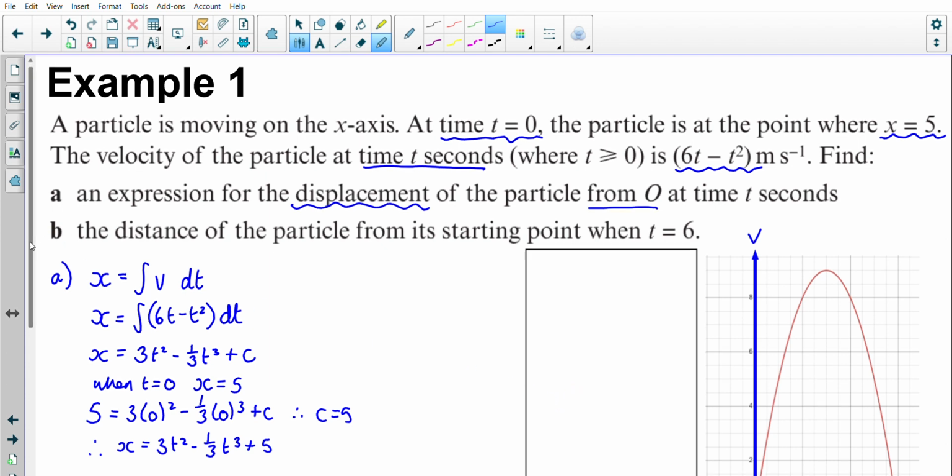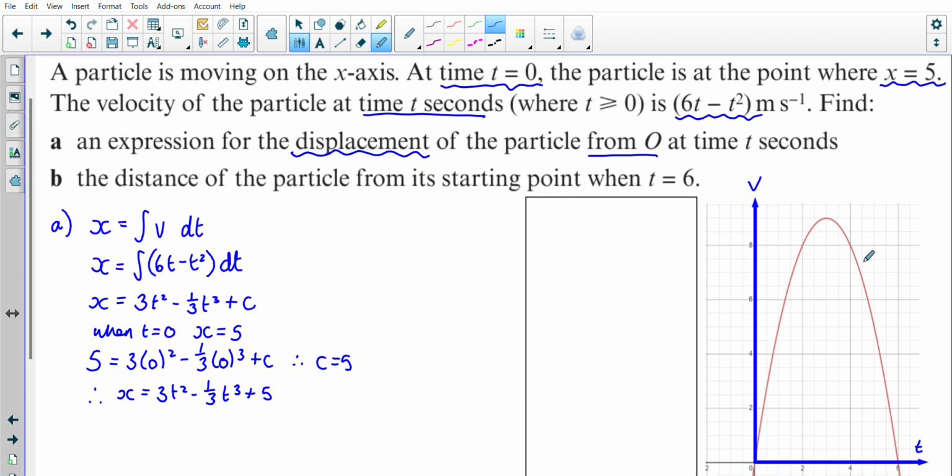So you can see I did have a diagram here of the velocity time graph, and I will have integrated to find the displacement.